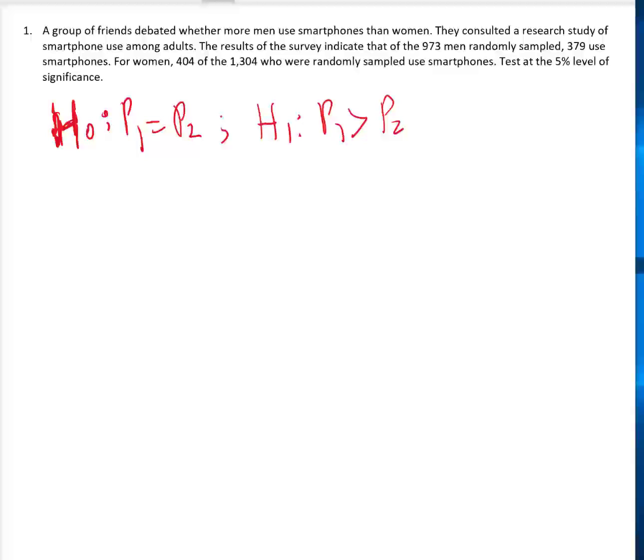They consulted a research study of smartphone use among adults. The results of the survey indicate that of the 973 men, so now we have n1, which is 973, randomly selected, 379 use smartphones, so x1 is 379. And then for women, out of 1,304, so that's n2.